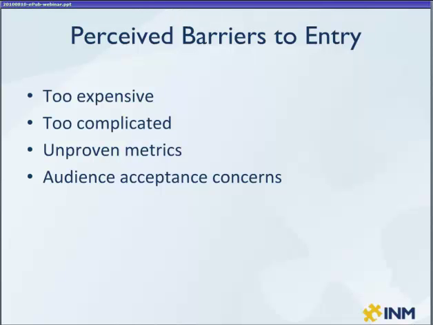Now, one of the challenges that we often get back from people that are talking to us about e-publishing is that there are really sort of four major pushbacks, or what I would call perceived barriers to entry. The first one is publishers often say to us, no, but it's too expensive for us to get into this.